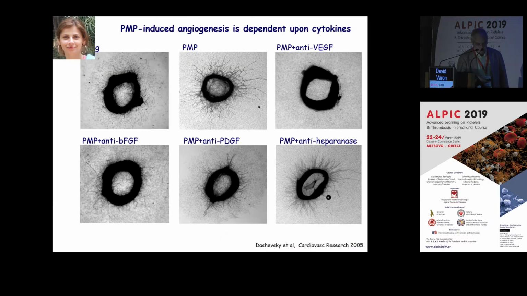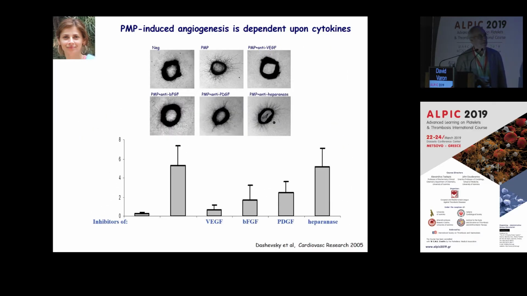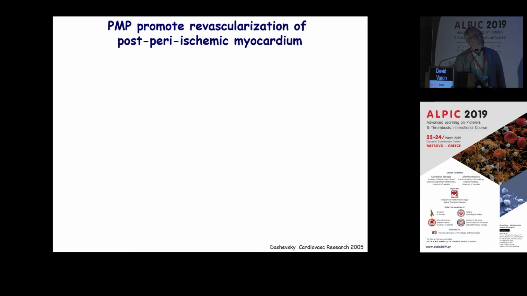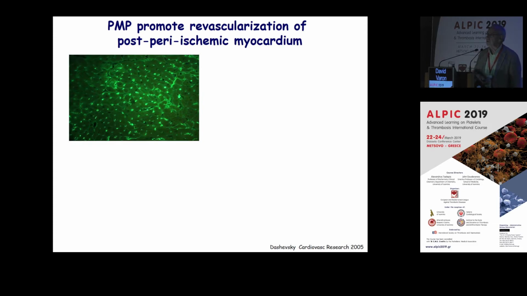And as Lina already showed, this is Olga in the group that showed that microparticles, microvesicles if you want, induce sprouting of aortic ring. These are not arteries. And you could block it by VEGF, FGF, and PDGF antibodies, and not so much by heparinase. And it was quantitated, obviously. And also, she went later on to see if that has anything relevant in a clinical or biological setting.